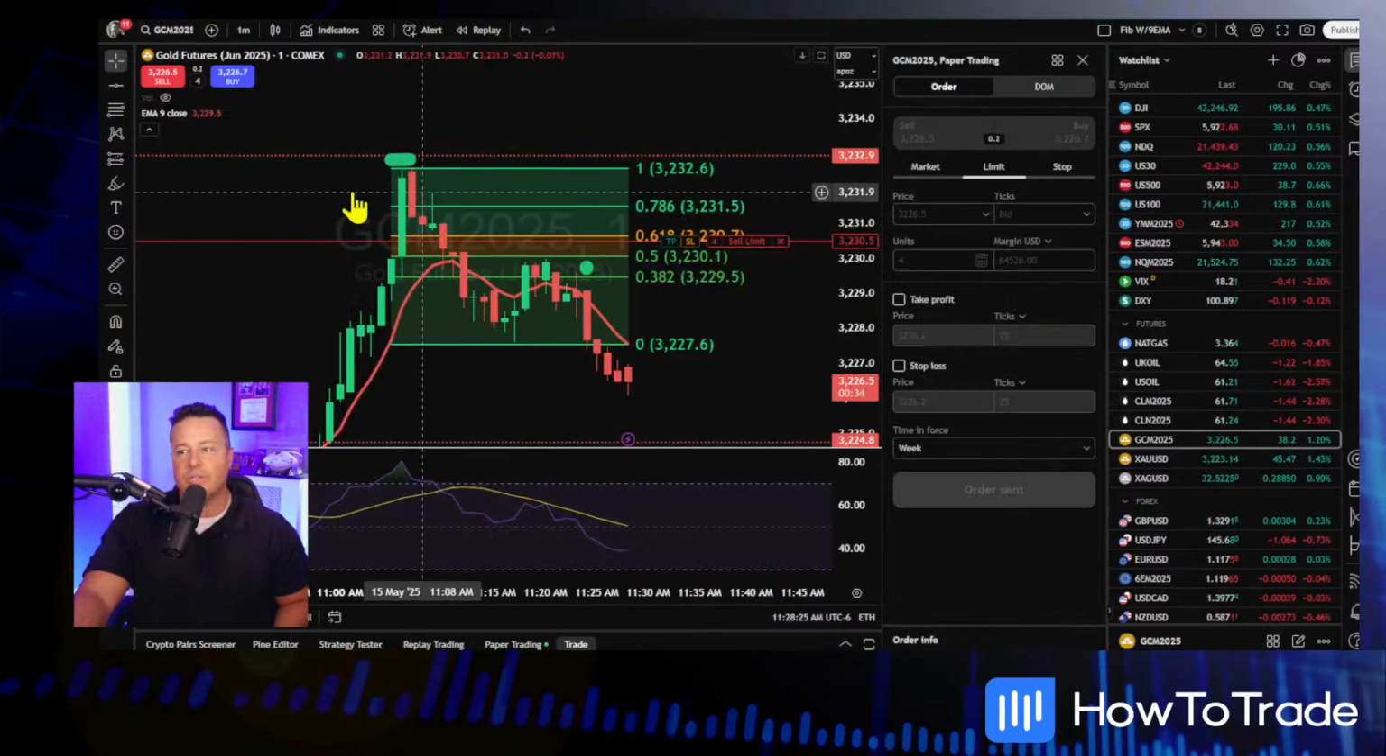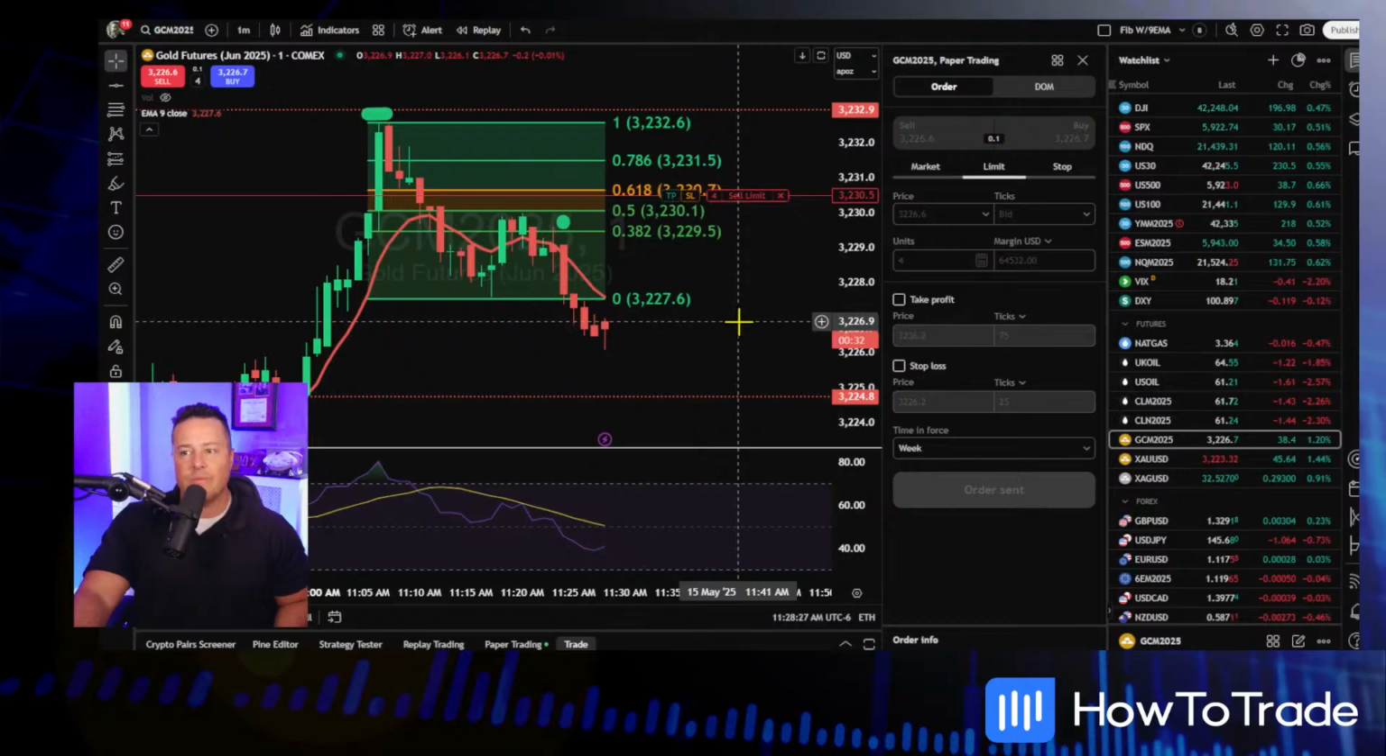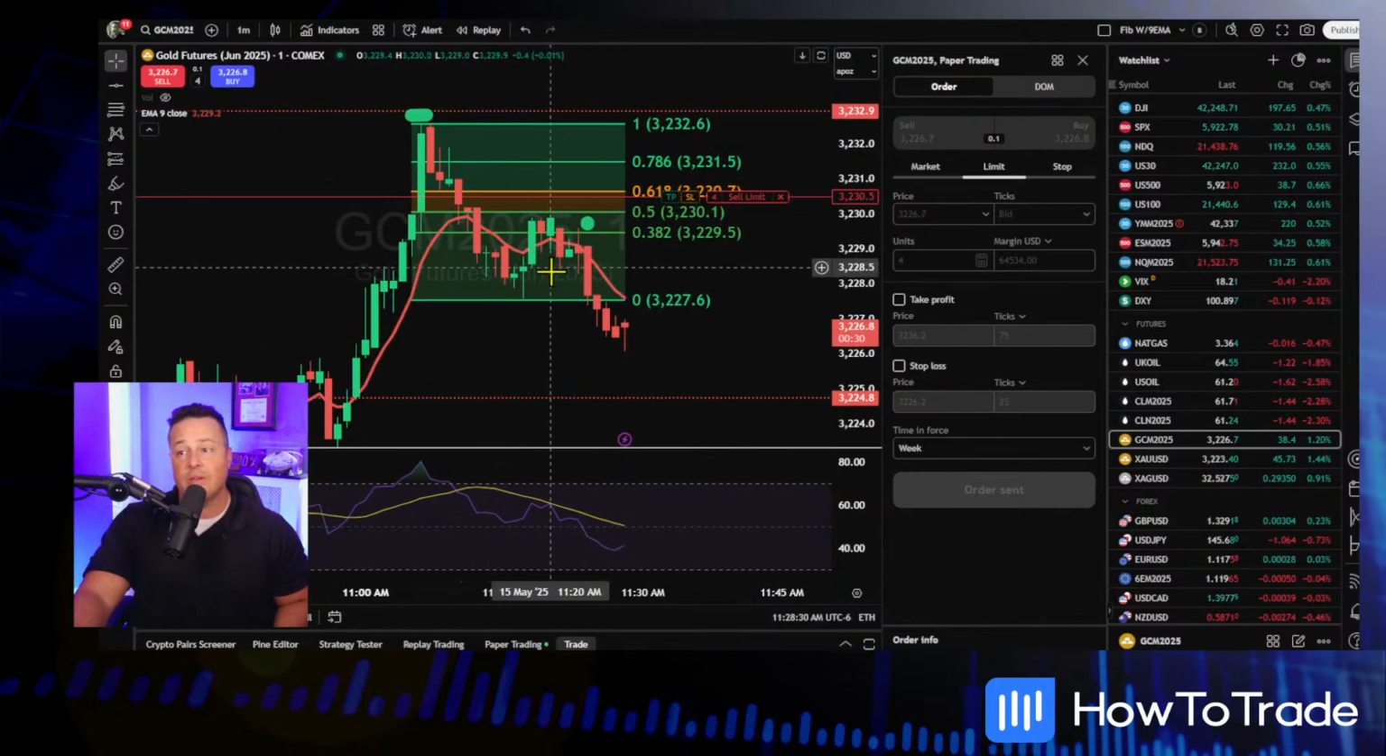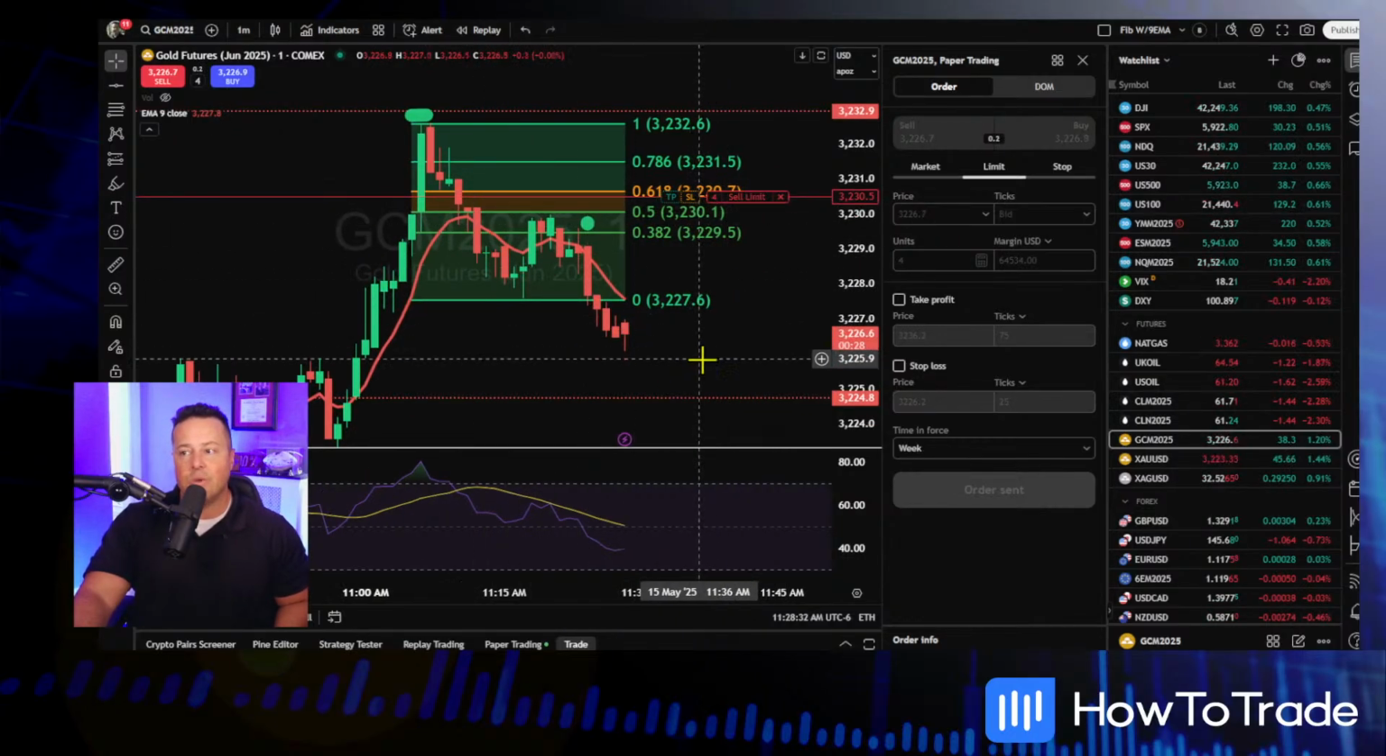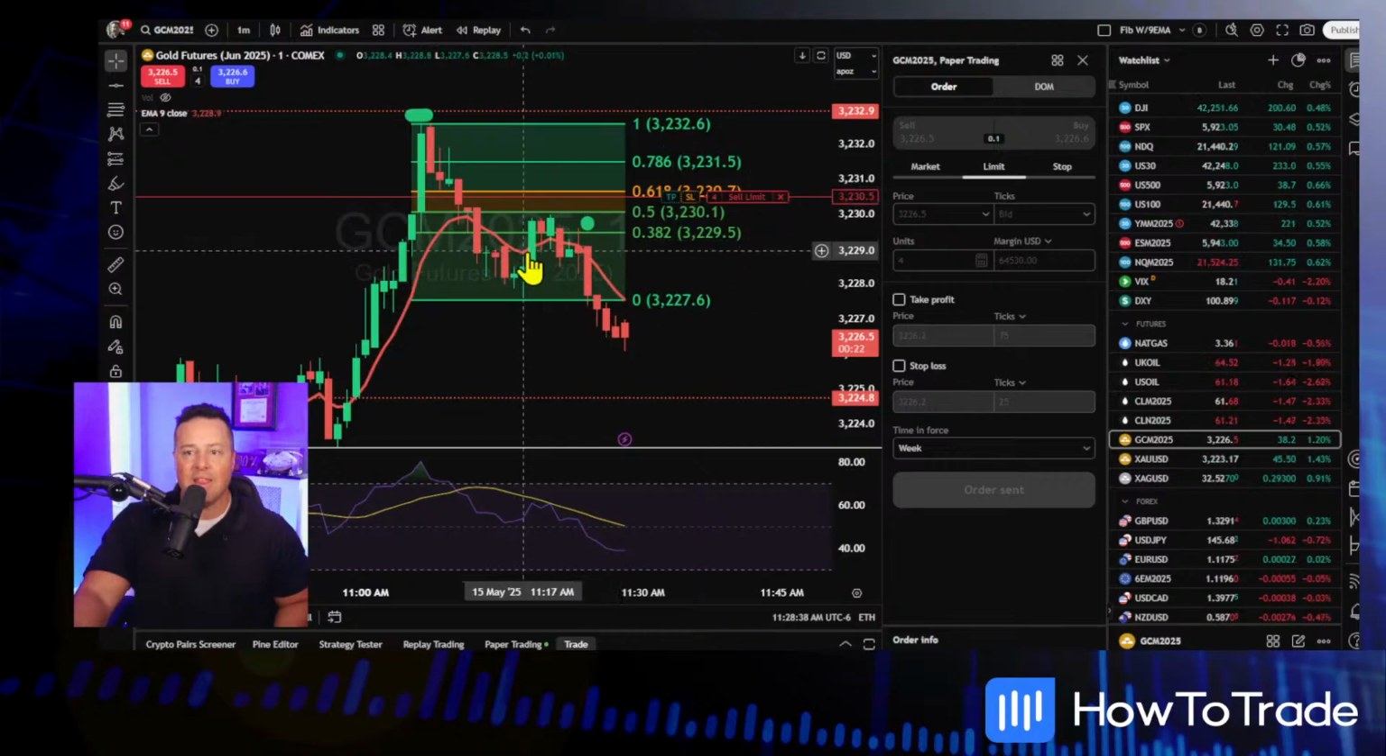All right, let's look for another trade here. This right here got away from us. We didn't get the gold trade. Now we've traded back down towards that 32.25 level. Didn't get the pullback. You're going to get a lot of this when you use the Fibonacci's.